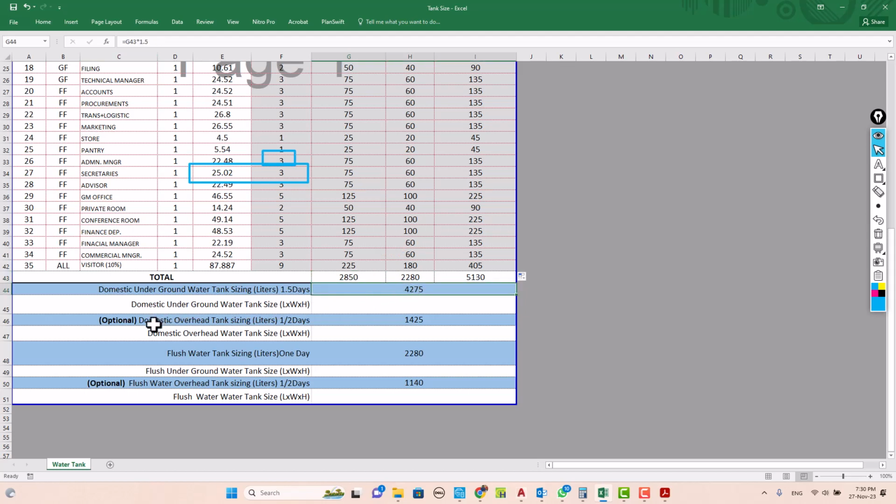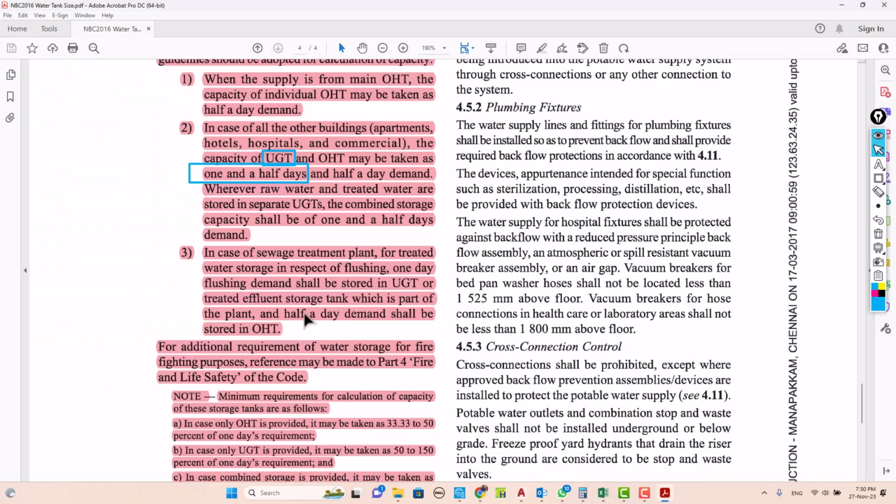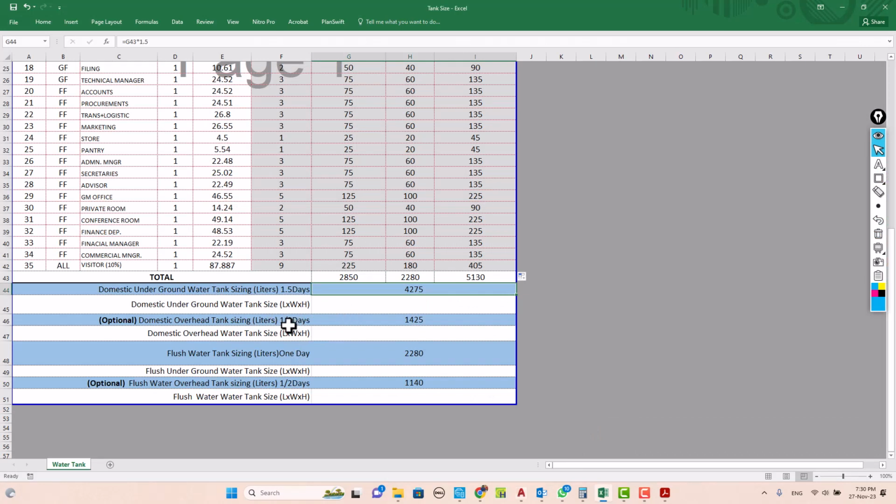Similarly, the overhead tank, here it mentions half a day, right? So we take half days. Okay, and this much water and half days, so multiply by 2, it comes to 1425 liters, right? So this is the domestic water which is used for cooking and drinking.